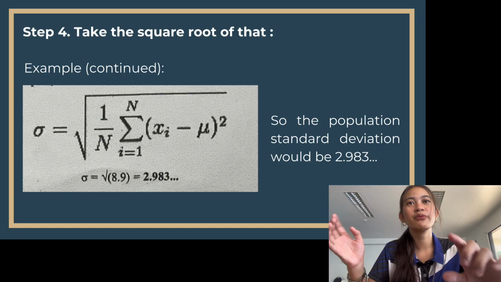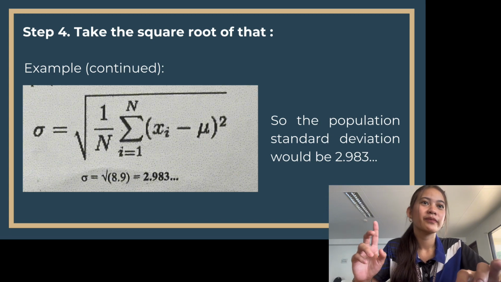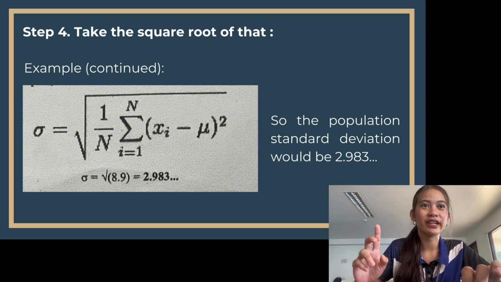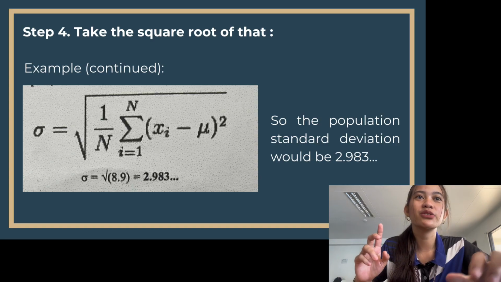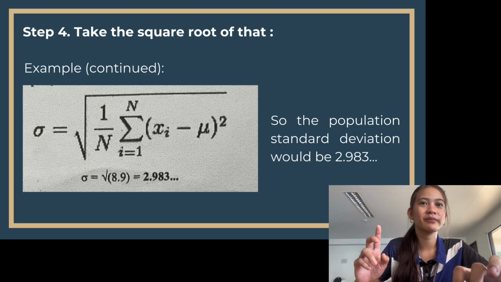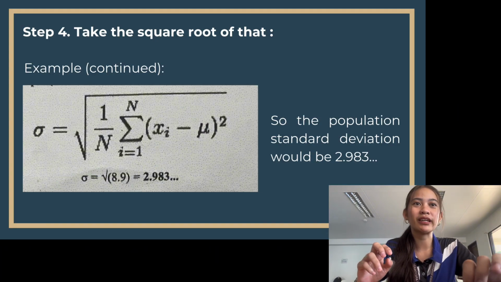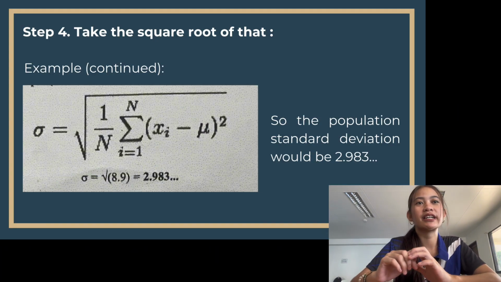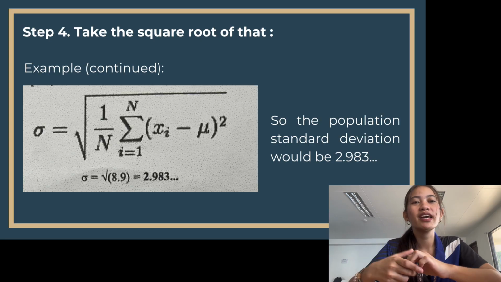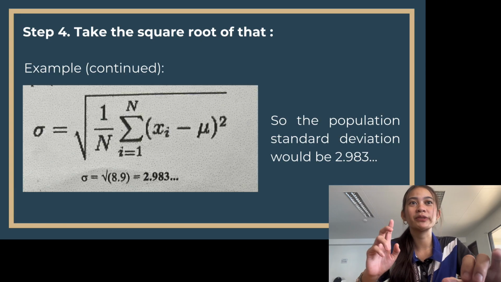Okay, so step 4, take the square root of that. So the population standard deviation would be 2.983. Kindly check if that's the answer. You just need to take the square root of 8.9 and then you'll get 2.983. Is it right? Okay, so that's how you get the population standard deviation. Okay, now let's proceed to sample standard deviation.